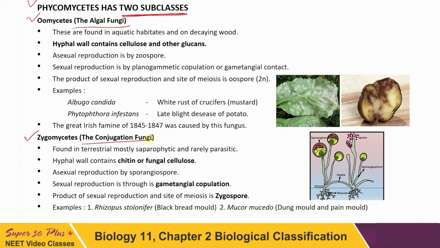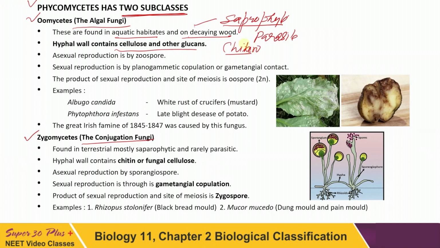Now see, algal fungi, Oomycetes, this is close to algae. That's why these are found in aquatic habitat, or on decaying wood. These are saprophytic, found on dead decaying matter, or a few are parasites also. Hyphal wall contains cellulose. Do you remember? All fungi have chitin, but Oomycetes have a cellulose cell wall.